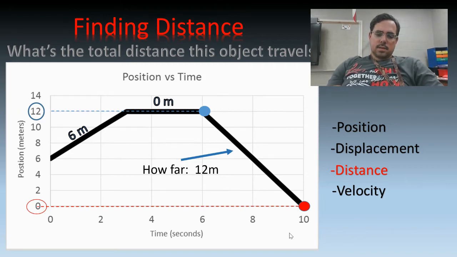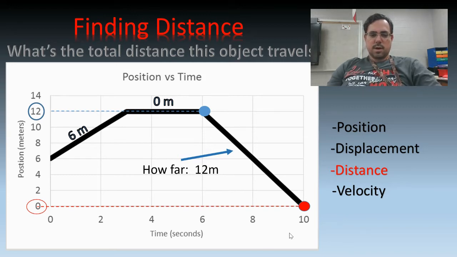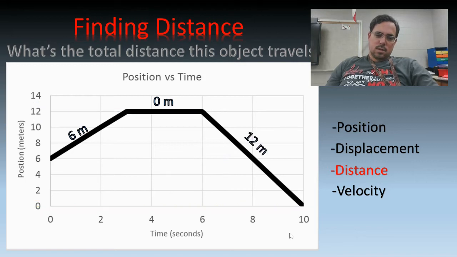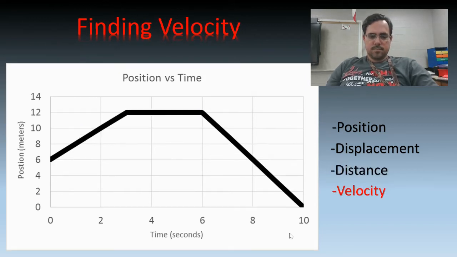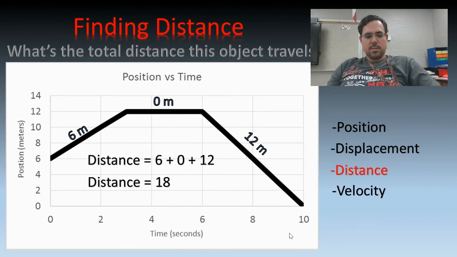And then finally, for the last segment, it goes from 12 down to 0. We're not going to include negative numbers here because we're just talking about how far they walked. We don't care if they're going in the forward direction or backwards direction. So the actual distance this person walked would be 12 meters. To find the total distance, we just add those 3 numbers together: 6 plus 0 plus 12 is equal to 18. That's how you find the distance: just add up the individual distances for each line segment.